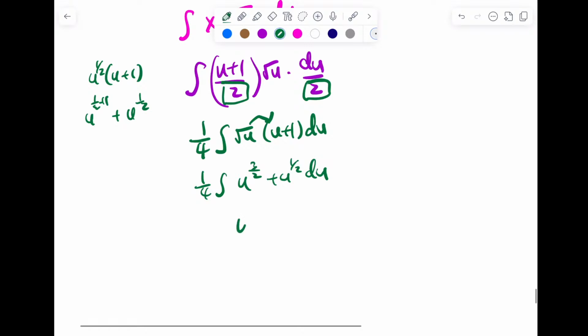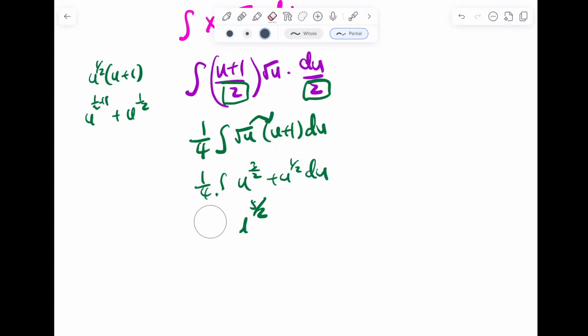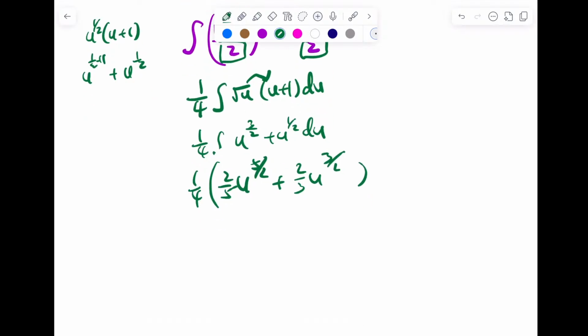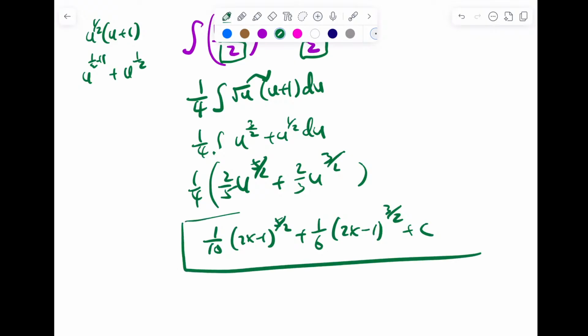And I say, hey, that's u to the 5 over 2 times 2 over 5 plus u to the 3 over 2 times 2 over 3. And this is 1/4 here. So this is going to be 1 over 10 times u, which is 2x minus 1, to the 5 over 2, plus 1/4 times 2 over 3, which is 2 over 12, which is 1/6, times 2x minus 1 to the 3 over 2, plus C. So yeah, this is the answer. This is the final answer.